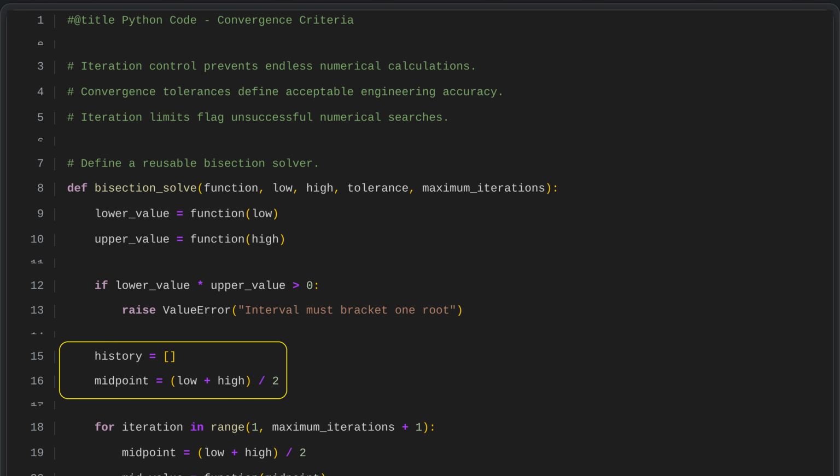The process begins by creating an empty history list to record key details from each iteration, including the midpoint, interval width, and function value. Then, the initial midpoint is found by averaging the lower and upper bounds, giving the bisection method its starting point for narrowing the interval that contains the root.